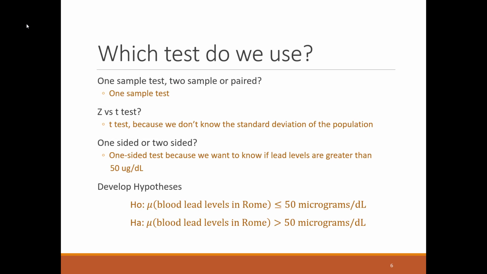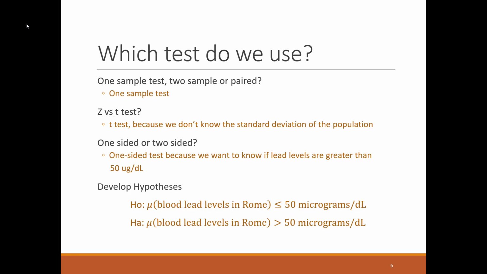Great, welcome back. So let's see how you did. Which test should we use? The first thing I always think about is whether this is a one sample test, two sample test, or paired test. In this case, this is a one sample test because we are comparing one sample of blood samples of 150 taxi drivers in Rome, and comparing that mean to a population mean, or some null value or given value, and that's the 50 micrograms per deciliter. So we're going to use a one sample test.